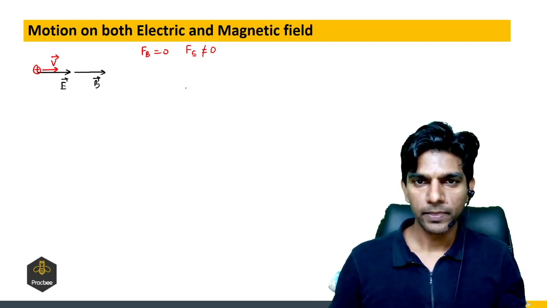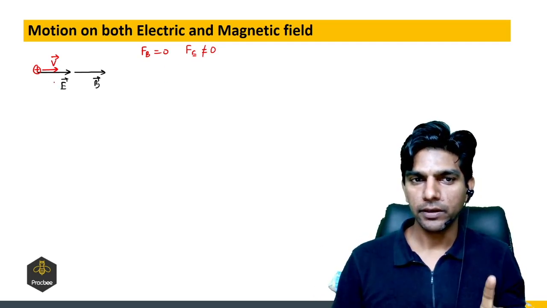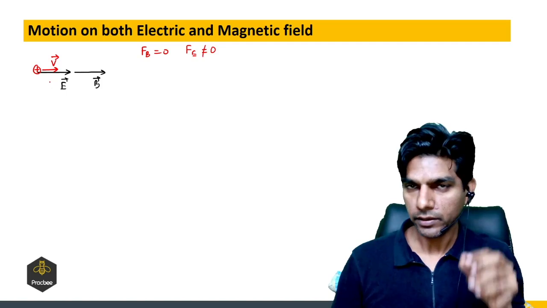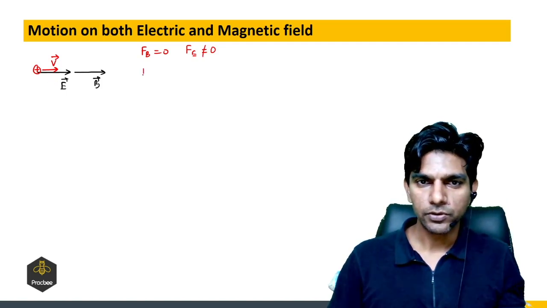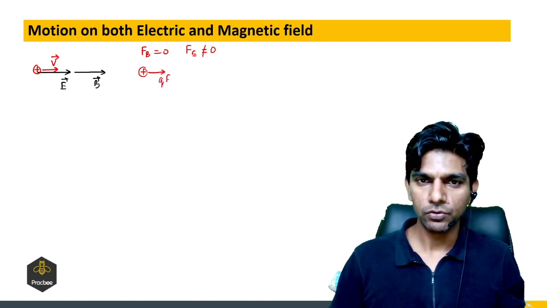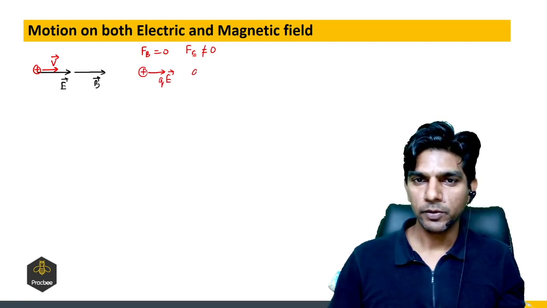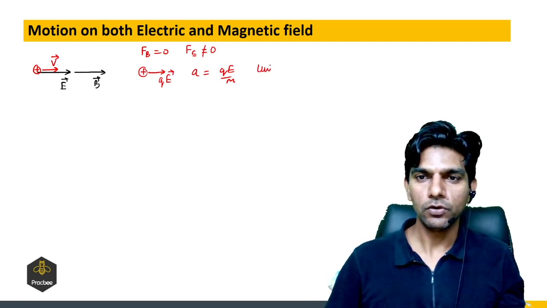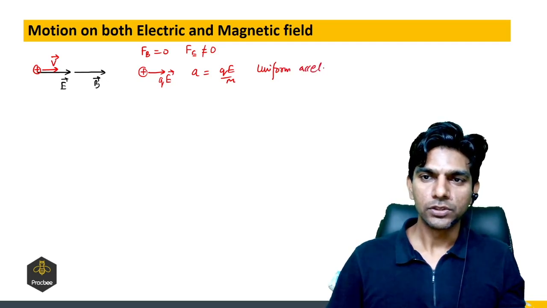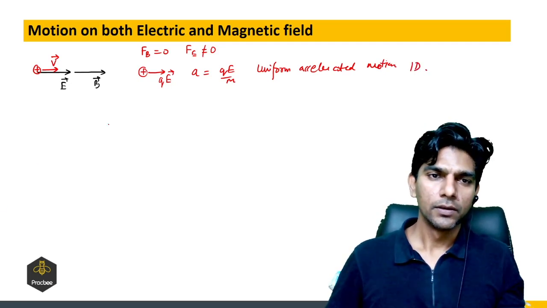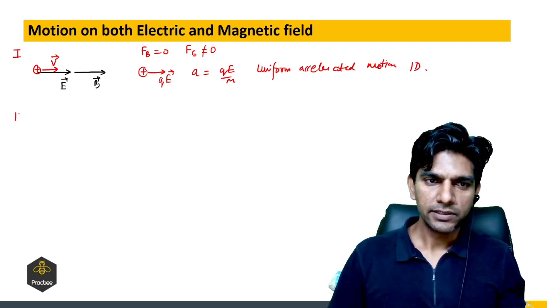If there is an electric field, F_E can't be 0. It will always be non-zero. Due to this electric field, what would happen? There will be an acceleration produced in the charged particle and its velocity will increase. This positively charged particle will experience electric force in the right direction. So this will be qE. Due to this electric force, there will be an acceleration of qE by m. So the speed will increase with a constant acceleration. So we can say it will be a uniformly accelerated motion in 1D, right? Now this is the first case. Now let us see the second case.